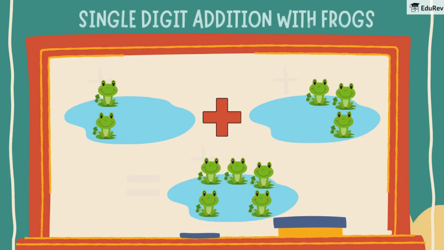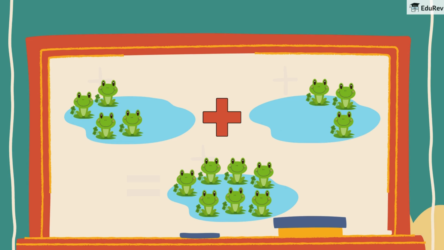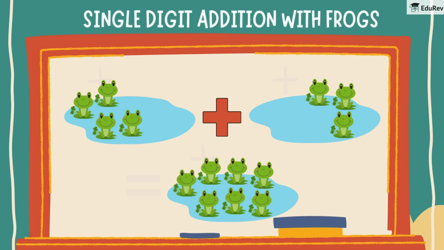Let's begin with single-digit addition with frogs. If we have 2 frogs and we add 3 more frogs, we have a total of 5 frogs. Isn't that fun? Now, let's look at another example of single-digit addition with frogs. If we start with 4 frogs and then add 3 more, we end up with 7 frogs.